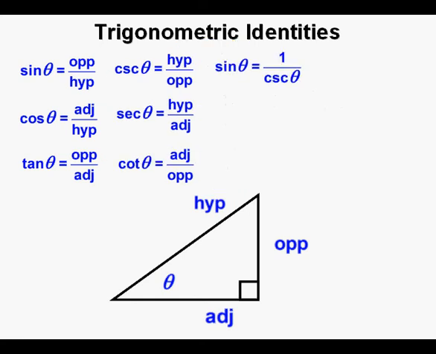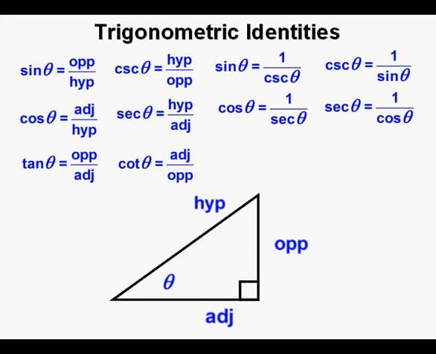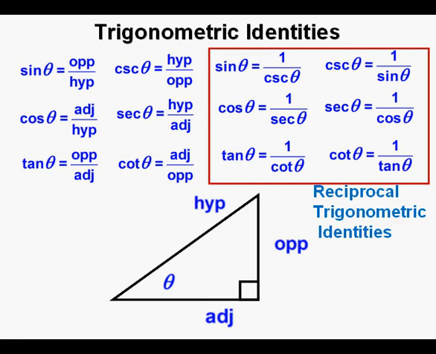The sine of theta is 1 over the cosecant of theta, and its related identity, cosecant theta equals 1 over sine theta. We have the identity cosine theta equals 1 over the secant of theta, and its related identity, secant theta equals 1 over the cosine of theta. We have the identity tangent theta equals 1 over the cotangent of theta, and its related identity, cotangent theta equals 1 over the tangent of theta. So these 6 identities together I call the reciprocal trigonometric identities.